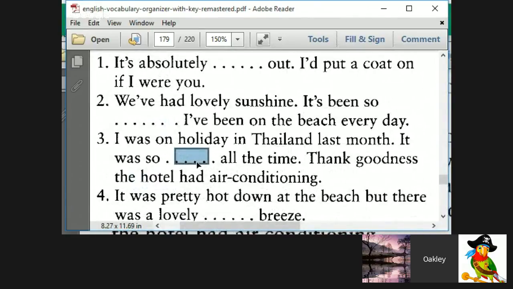Well, yeah, humid. Probably humid, because Thailand is a tropical country. I'm going to guess it's very humid. So when it's very humid, you definitely want air conditioning. Humidity. Well, what is humidity, Sam?